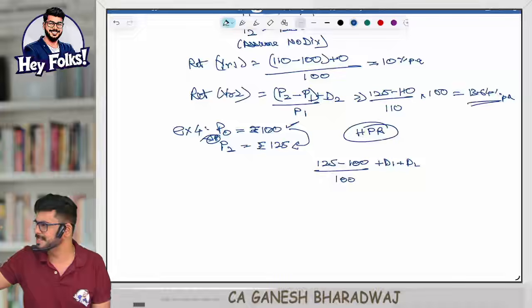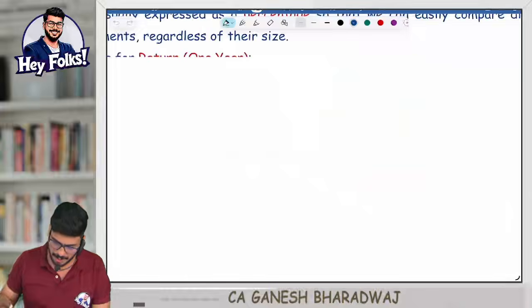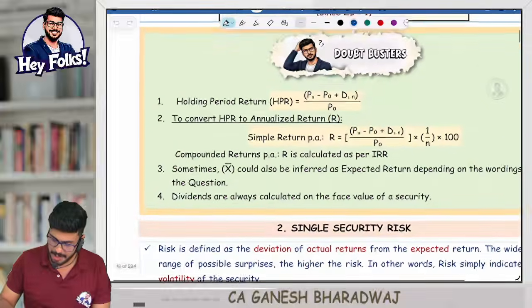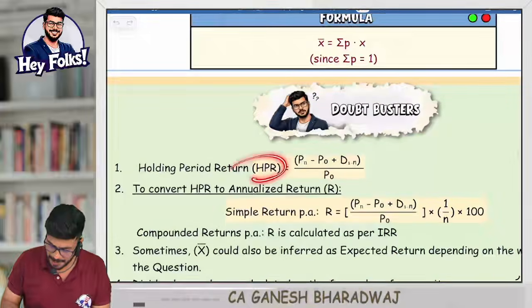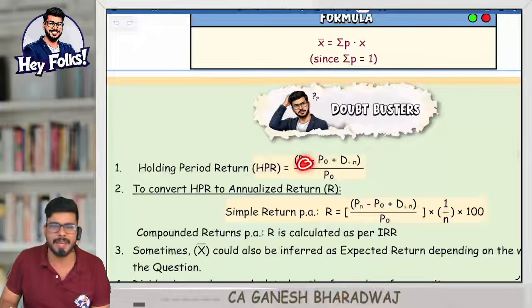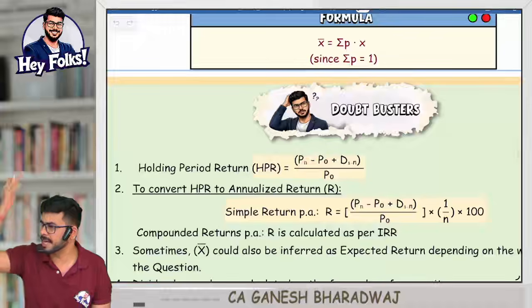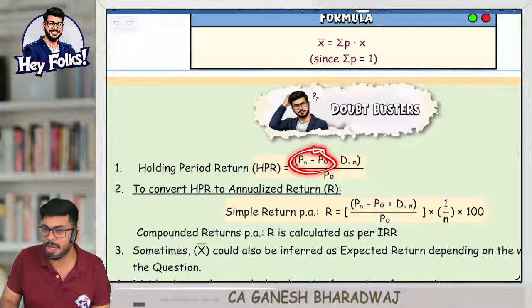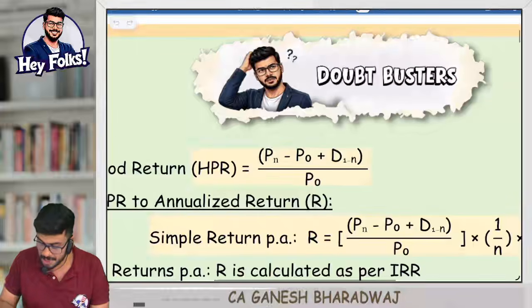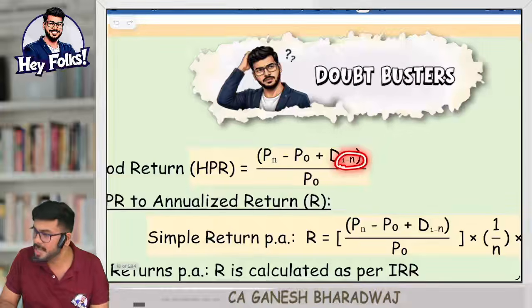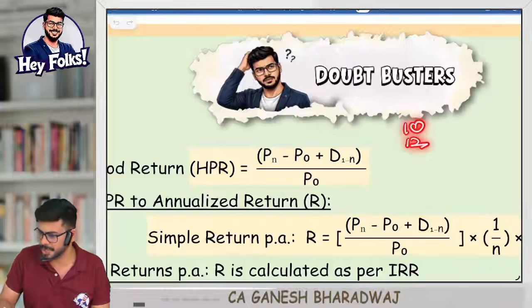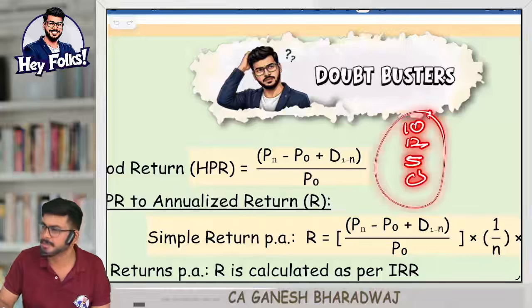Is this clear, guys? So here, come back to the concept decoder. Here I would have given something called doubt busters. Here, look at this. Here, holding period return is equal to Pn. N stands for the number of years for which you are holding. I held for 4 years, sir. So the price at the end of the 4th year minus P0, that is the beginning value. This gives you the overall capital appreciation, plus dividend received from year 1 to year 4. Sir, in each of the 4 years I received 10 rupees, 12 rupees, 5 rupees and 0 rupees. Add everything, and everything should come here.